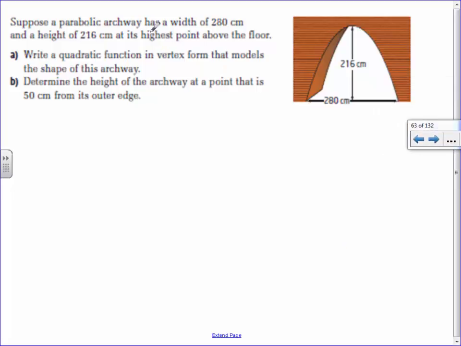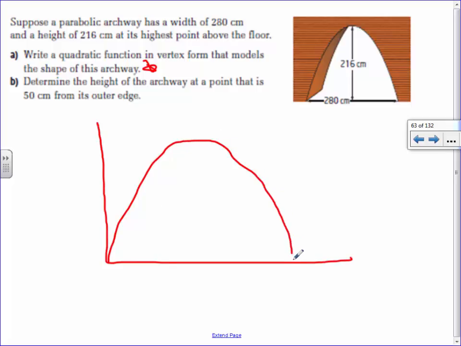Let's say that you've got yourself a parabolic archway, and I give you some measurements. From here to here is 280, and from here to here is 216. My question for you is, write me a quadratic equation that models this. So one of the last things I could ask you to do is I'll give you some characteristics, and rather than have me give you the equation, I want you guys to calculate the equation. So I'm going to graph this real quick first. Hopefully the graph would look something like that.